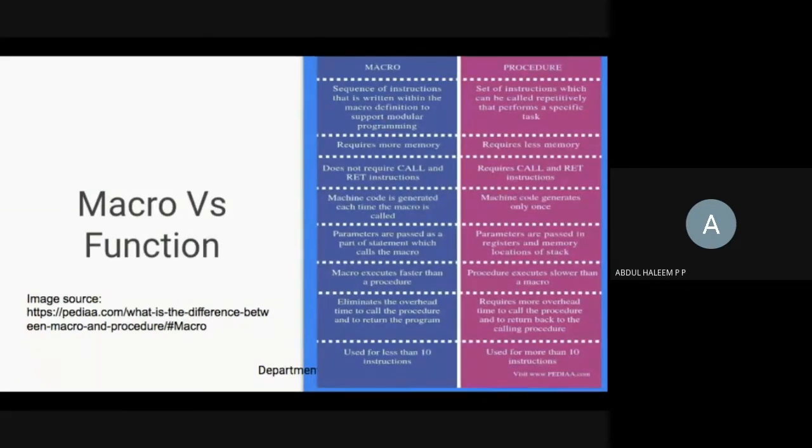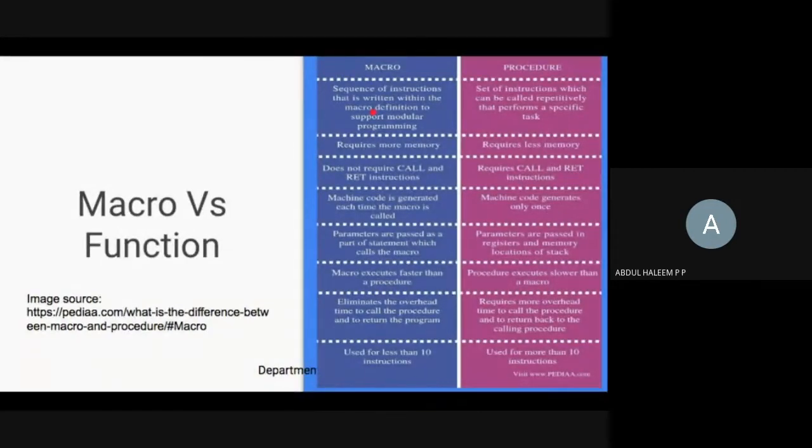Macro is also a set of statements. Macro will represent a sequence of instructions. Function also represents a sequence of instructions. Wherever those sequences of instructions are required in our main program, instead of repeating those statements again, we will use the name of a function or a macro. That is the similarity. Hence, a macro is a sequence of instructions within the macro definition.